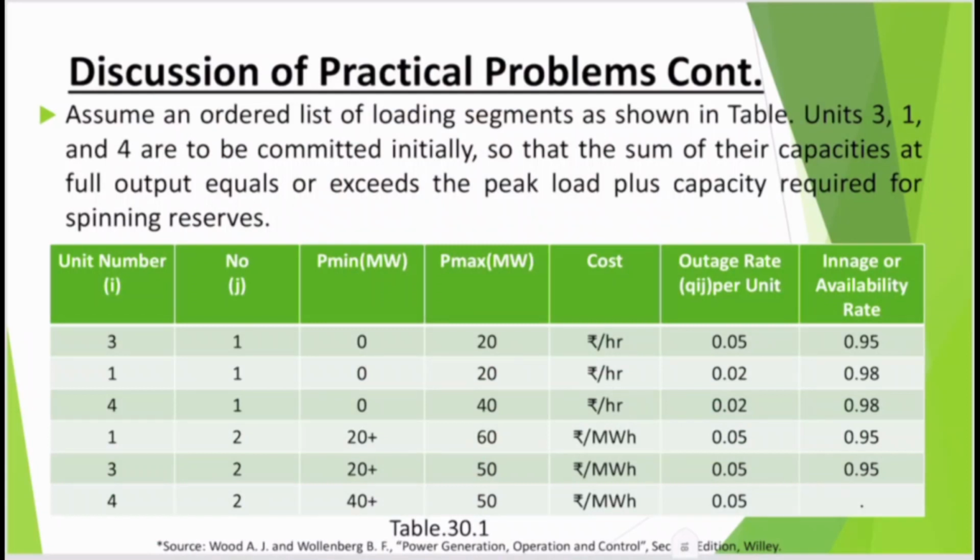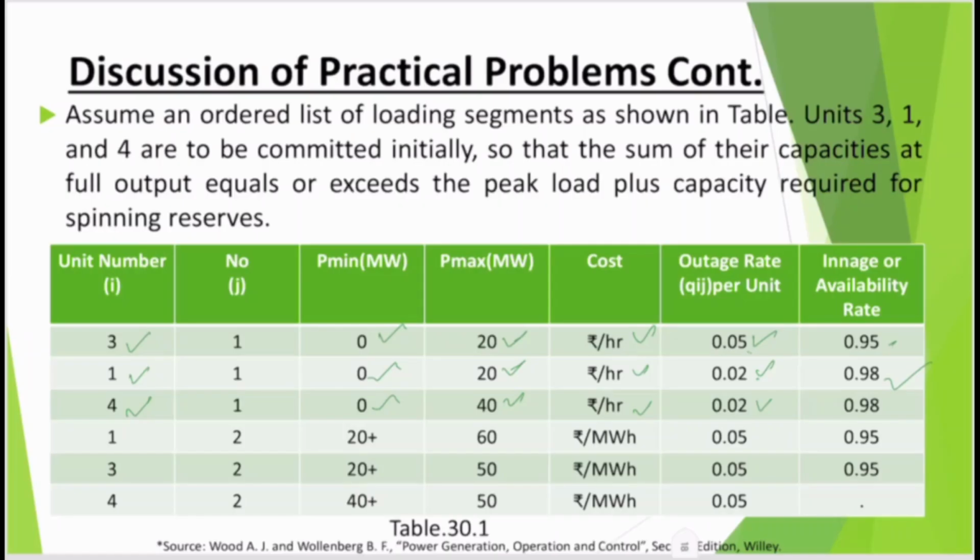Now you could see this is my unit number 3, unit number 1, unit number 4, and the P minimum, which is 0, and P maximum 20, 0 and 20, and 0 and 40. And these are the cost characteristics, rupees per hour, known to me, and the outage rate is now being considered. In the previous applications, we never considered the outages, but in this problem, we are assuming that 5%, 2% outages may be there. The availability rate is, when the outage is 5%, then the availability is 95%. If the outage is 2%, then the availability is going to be 98%, and so on and so forth.